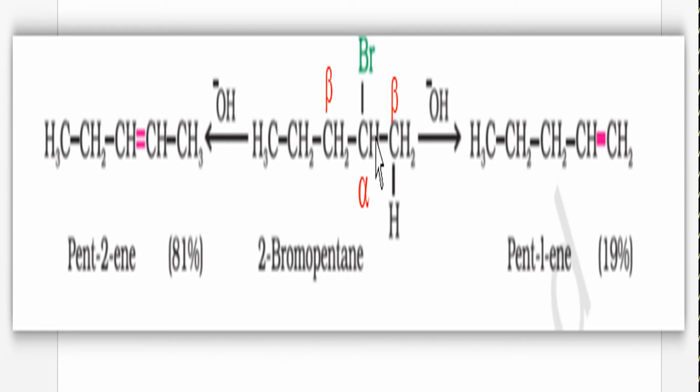Now when you go for removal of hydrogen from this beta carbon, we get a product like this, which is pent-1-ene. Now if you see, this doubly bonded carbon is attached to one alkyl group over here and a second alkyl group over here, whereas this doubly bonded carbon is attached to only one alkyl group. So you can say that pent-2-ene will be the major product, whereas pent-1-ene will be the minor product.